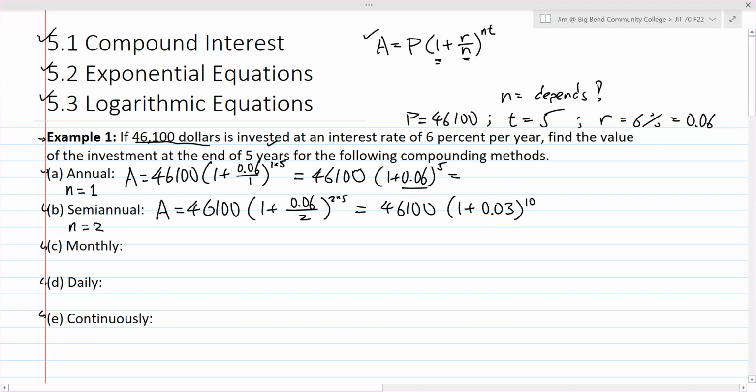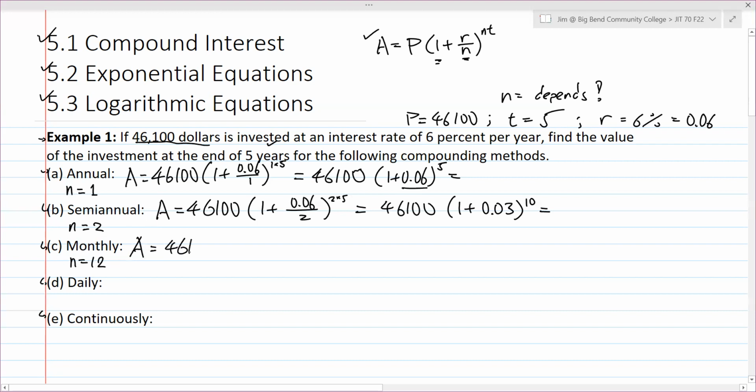And then you have a power of 10 telling you that your interest is calculated 10 times within the 5 years, twice per year. So in 5 years, you'll have 2 times 5 equals 10. We'll leave the final answer there, and then I'll show you the next one. How about a monthly rate? You have 12 months per year, so your interest will be calculated 12 times per year.